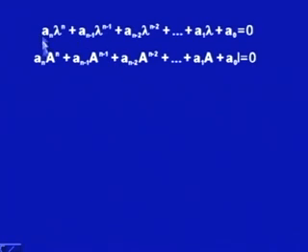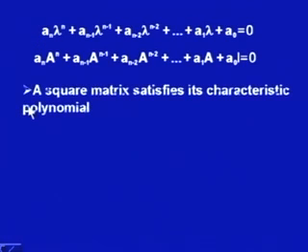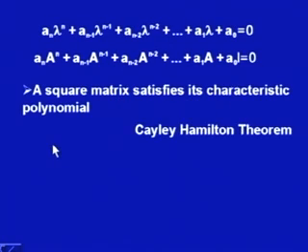If you compare these two expressions, we can say that lambda is replaced by A. So, if this is the characteristic equation, then the matrix A will satisfy its own characteristic polynomial. This is the result which we have: a square matrix satisfies its characteristic polynomial. Now, this is an important result, and we call it the Cayley-Hamilton theorem.